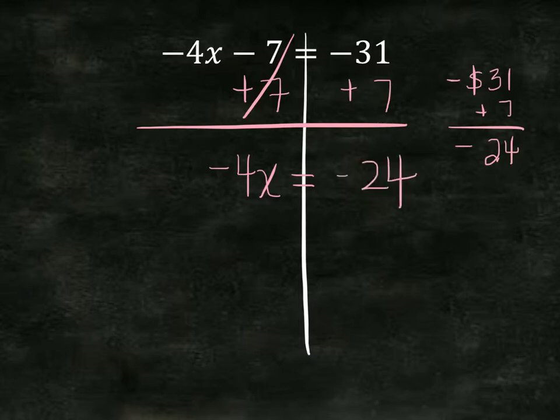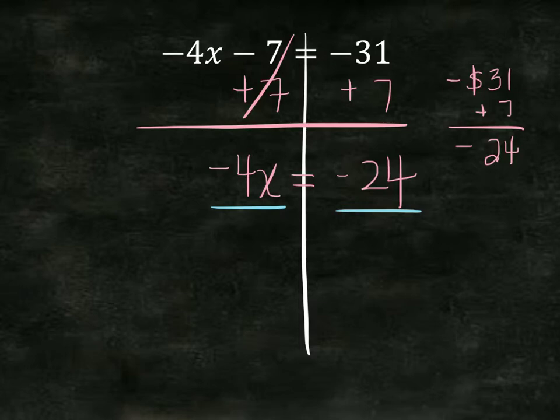Now my final step is going to be the same thing we've been doing. I need to get rid of this negative 4 over here. There's one thing to watch for. A lot of people look at this and say, oh, I need to do opposites. We do, but we need to do the opposite by dividing by whatever we multiplied by. A lot of people think, oh, I'll divide by positive 4.